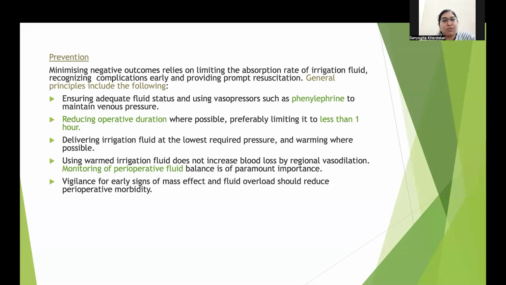In patients of spinal anesthesia, hypothermia is a concern, and giving cold irrigation fluid will again increase the hypothermia. Using warm irrigation fluid does not increase blood loss by regional vasodilatation, but monitoring of perioperative fluid balance is important. And vigilance for early signs of mass effect and fluid overload. Again, it is more important to prevent this TURP syndrome.